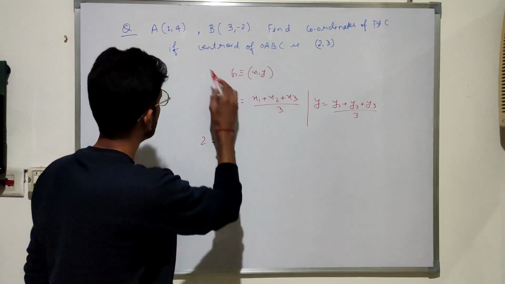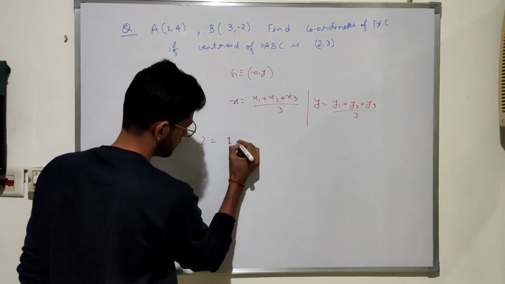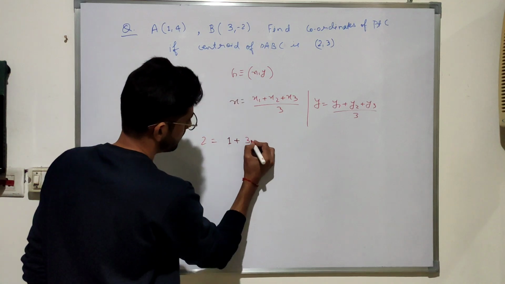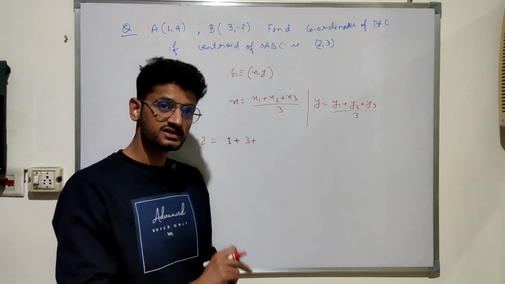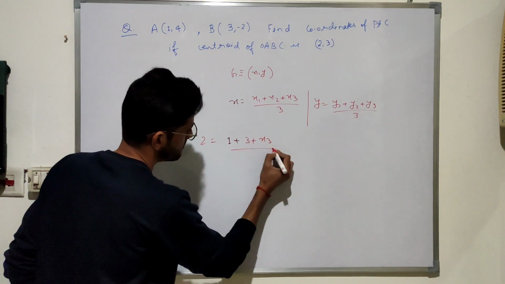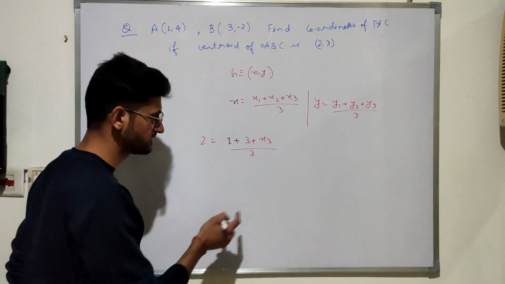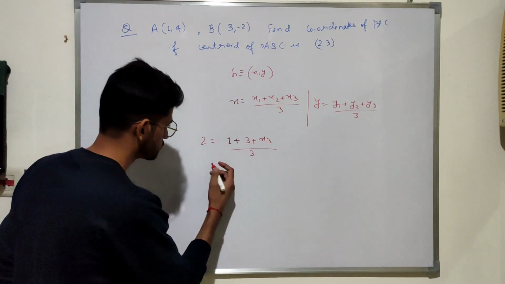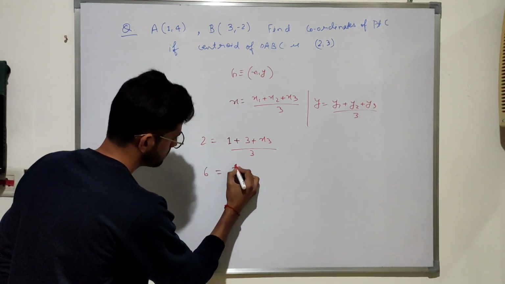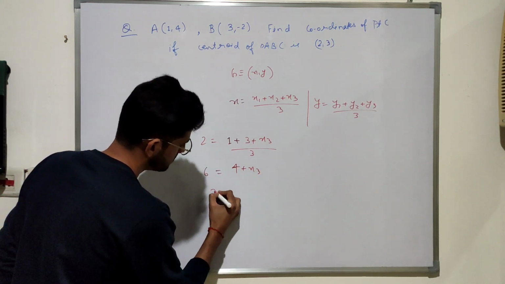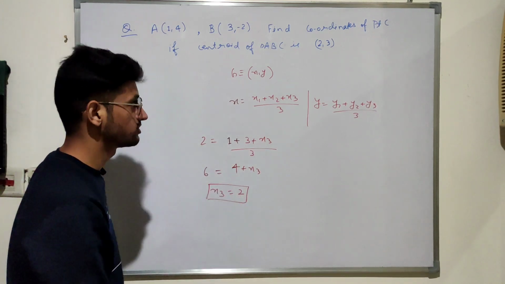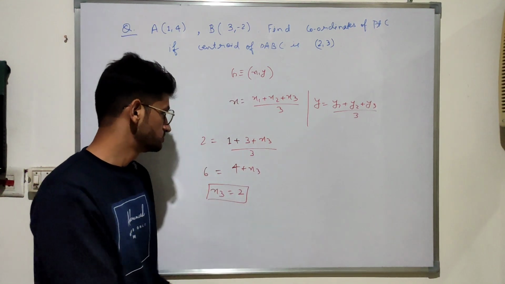So 2 is equal to (x1 plus x2 plus x3) divided by 3, where x1 is the x coordinate of point A, that is 1, x2 is the x coordinate of point B, that is 3, and x3 is the x coordinate of point C, which is not known to us, so we will assume it as x3. After solving it, we have only one variable, so we can easily solve it. We will get 6 is equal to 4 plus x3. So from here we can write x3 is equal to 2. It means that the x coordinate of point C is 2.